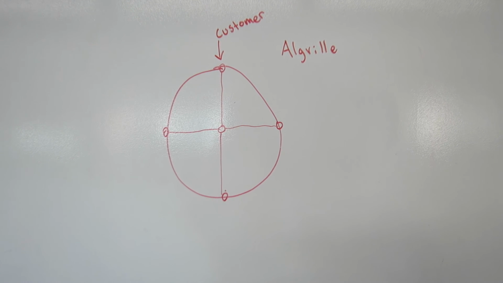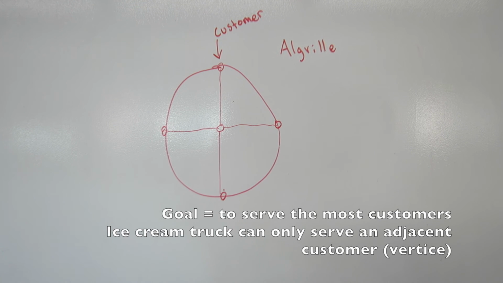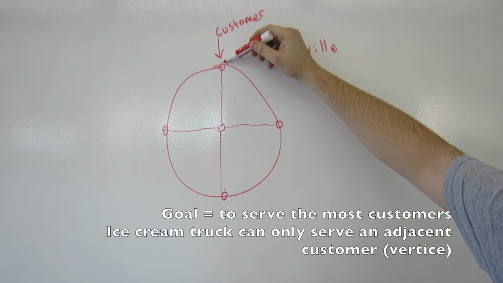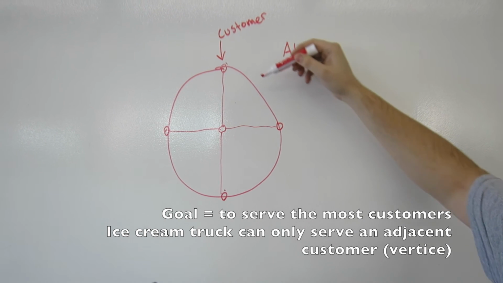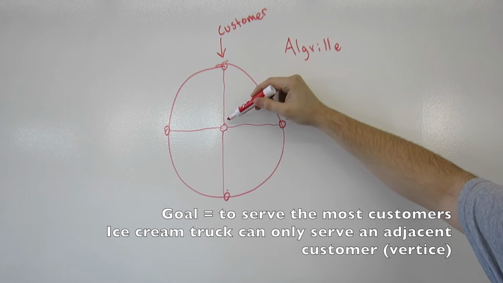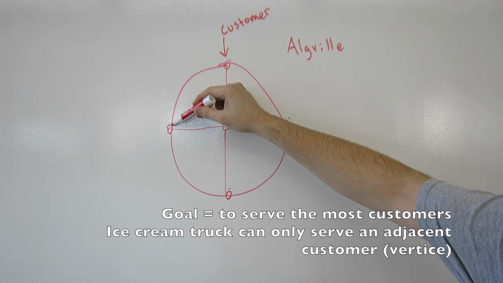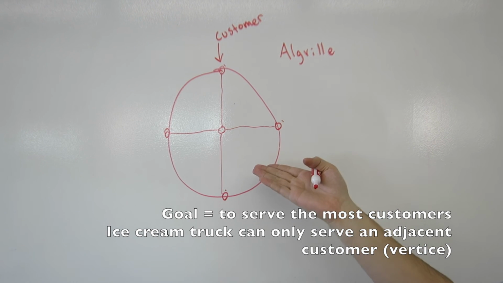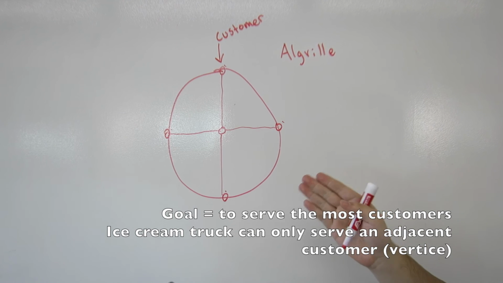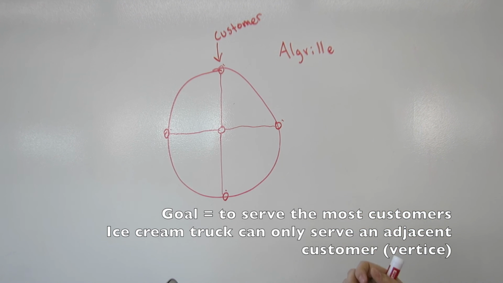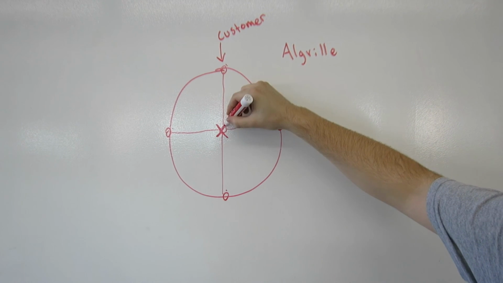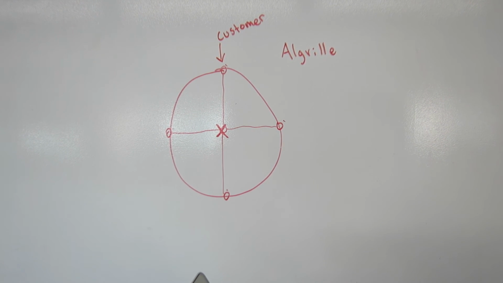Note that each ice cream truck can only service customers that are at adjacent houses to them. Meaning, if an ice cream truck is placed here, it can only service this customer, and this customer. Now, if Algville is a small town, as shown here, then maybe this isn't so hard a problem to solve. For example, one solution could be placing an ice cream truck right in the middle.